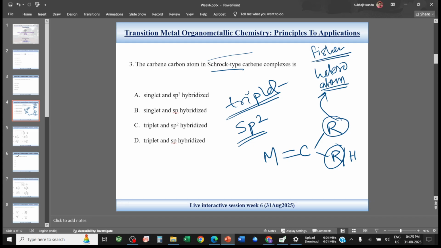Okay, so option number C will be the right answer for this question.